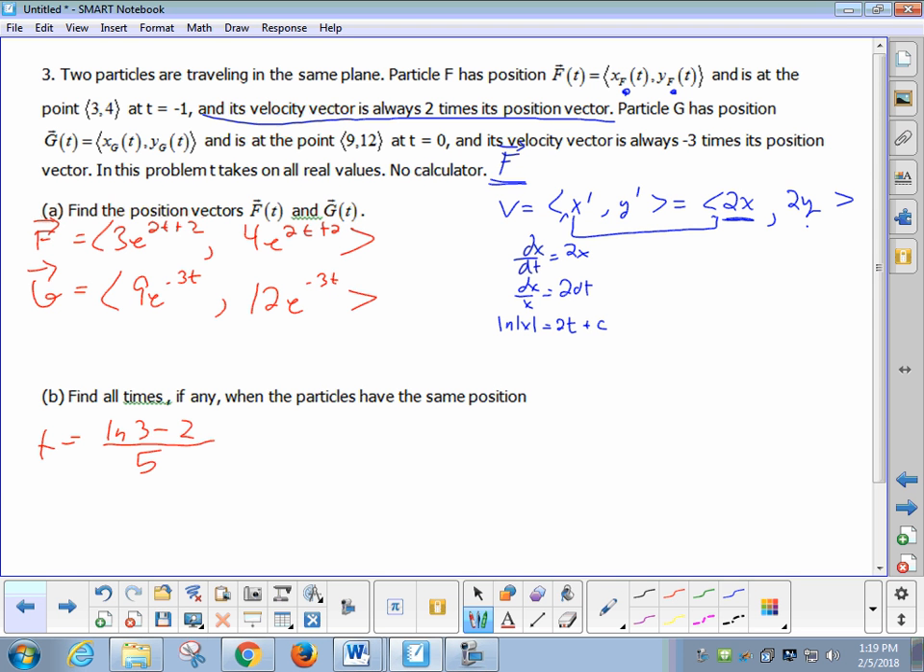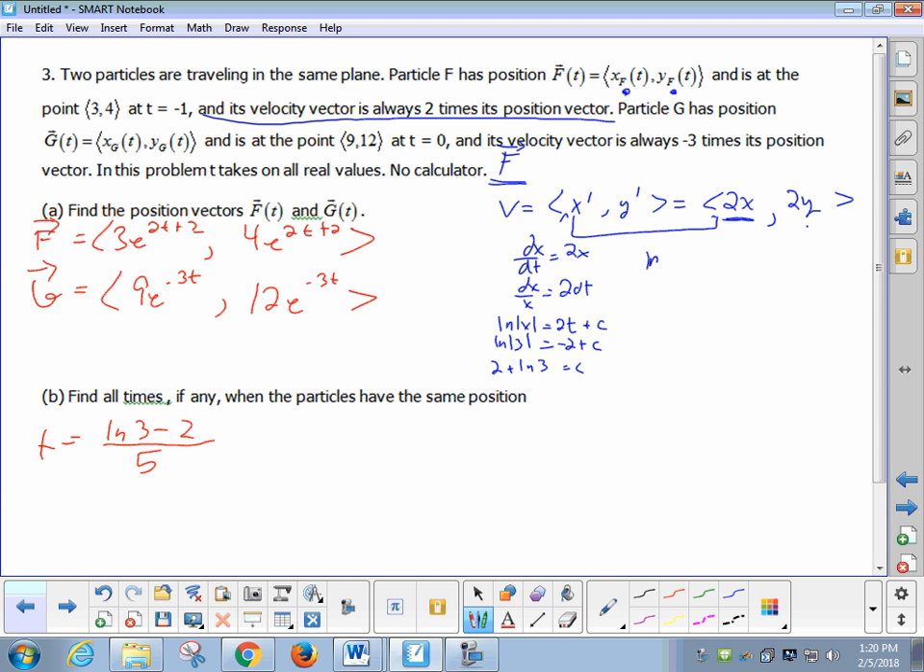Initial condition now or solve then initial condition later? I don't care. No, now. Now, okay. What initial condition x and t do we put in? When t is -1, x is 3. Okay, so natural log of the absolute value of 3 is -2 plus c. c then is 2 plus the natural log of 3. The absolute value is superfluous at that point because it's a positive number, right?